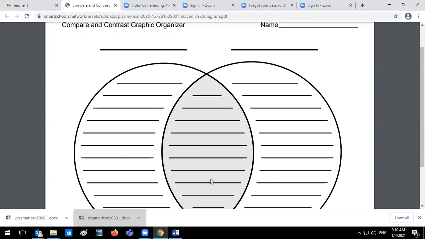If you're that type of person, you like weightlifting. You like to dress the same way that Derry dresses. You like to show off your muscles. That could be a similarity. You would put it here in the overlapping.